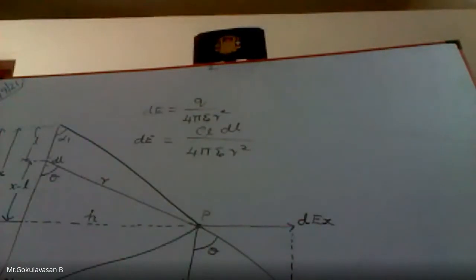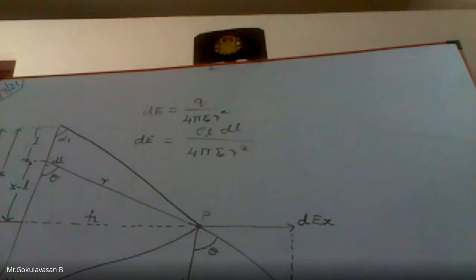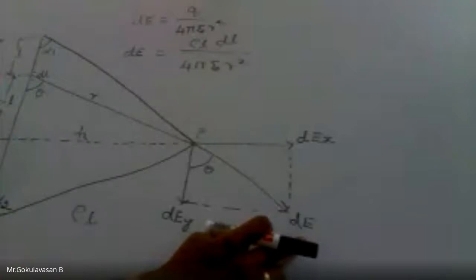So dE is equal to Q by 4 pi epsilon r square, and Q I am going to write in terms of linear charge density. So it becomes rho L dl by 4 pi epsilon r square. Now I am going to resolve from our diagram. You can see I am going to resolve this dE component into two. Number one in x-axis, another one in y-axis.